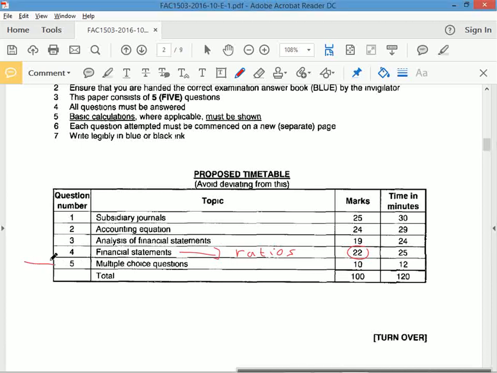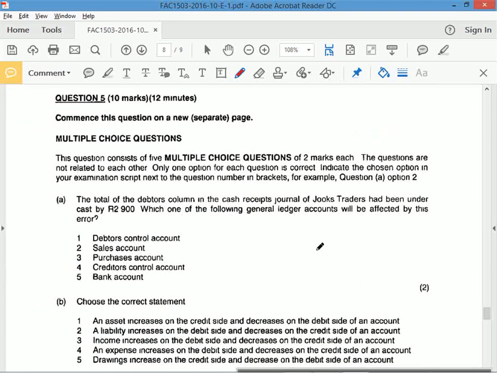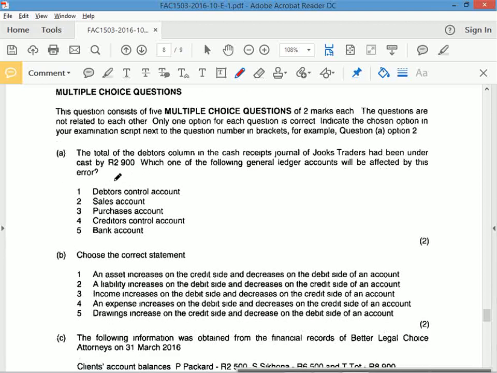The last bit that we need to look at now is question 5, which is the multiple choice. There's the multiple choice. In the exam, you would have 12 minutes to do this question, and this question is out of 10 marks. Number A says, the total of the debtors column in the cash receipts journal of Jux Traders had been undercast by 2,900.